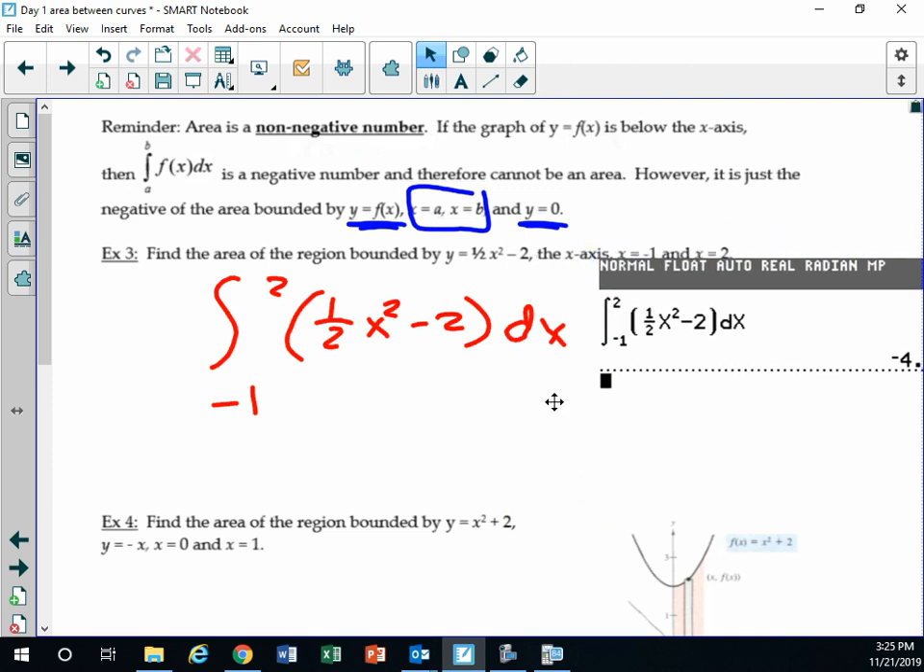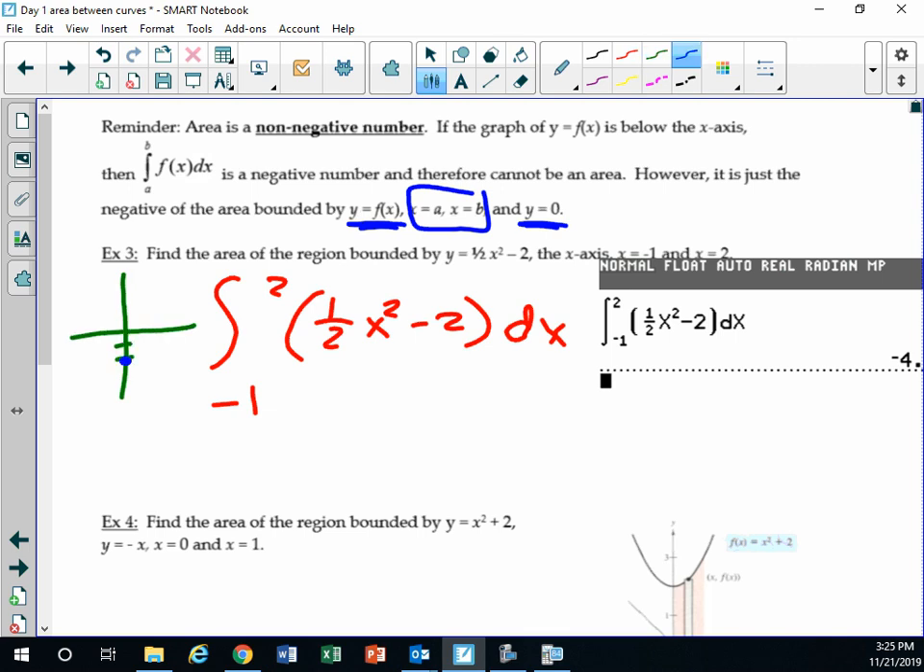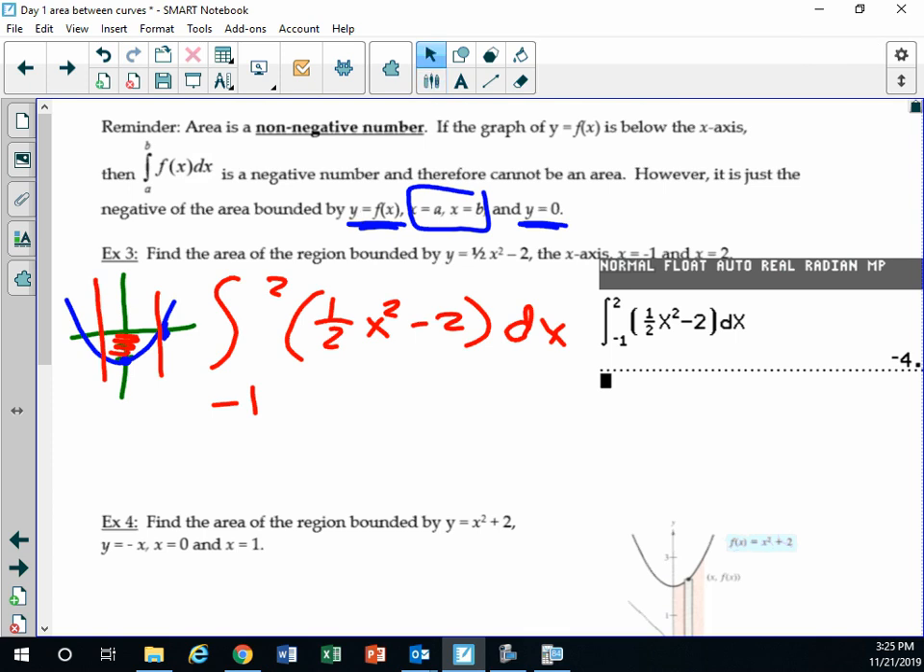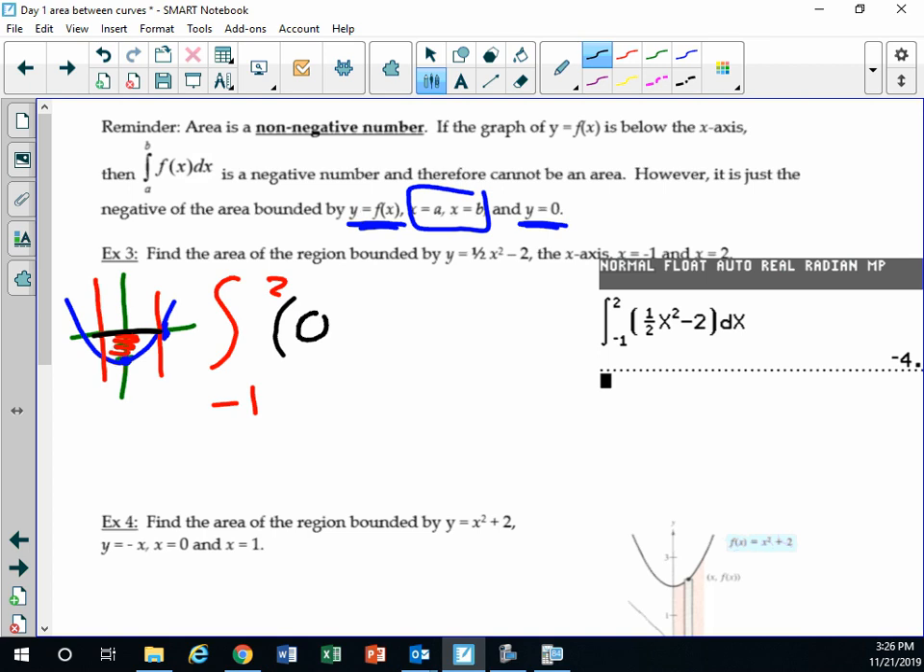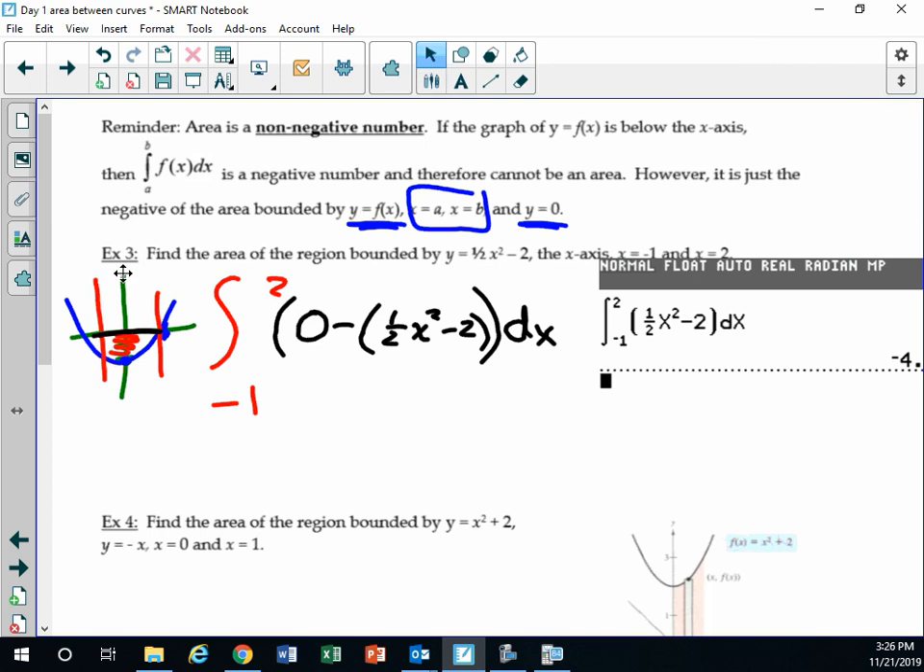If you think about this graphically, if I think about y equals 1/2 x squared, that's going to be down here at negative 2. And if you think at 2, that's 4, that's 2, that's 0 right here. So that means this graph looks something like this. And I'm cutting at negative 1 to 2, which means I have to talk about not 1/2 x squared minus 2. That's actually not right, because the top of this is not 1/2 x squared. The top of this is the x-axis, which means it's 0 minus 1/2 x squared minus 2 dx. Which changes how I put this in.